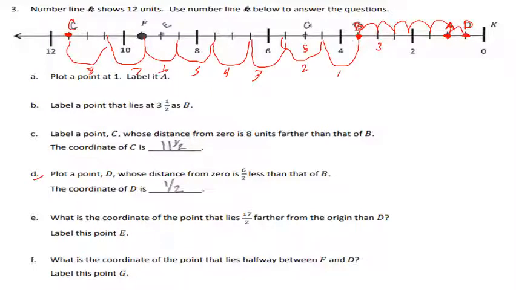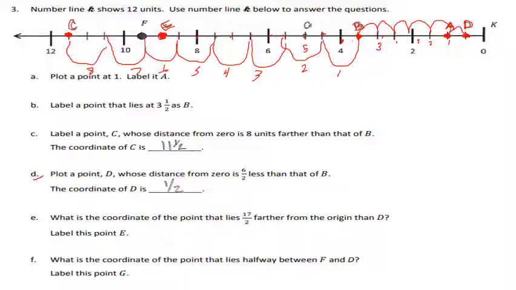E: what is the coordinate of the point that lies 17 units farther from the origin than D? Well, 17 units. Well, I could count them out. 17 units, we know each one, and I'm going to go, this would be 1, 2, 3, 4, 5, 6, 7, 8, 9, 10, 11, 12, 13, 14, 15, 16, 17. So there's 17 units, and that would be E.